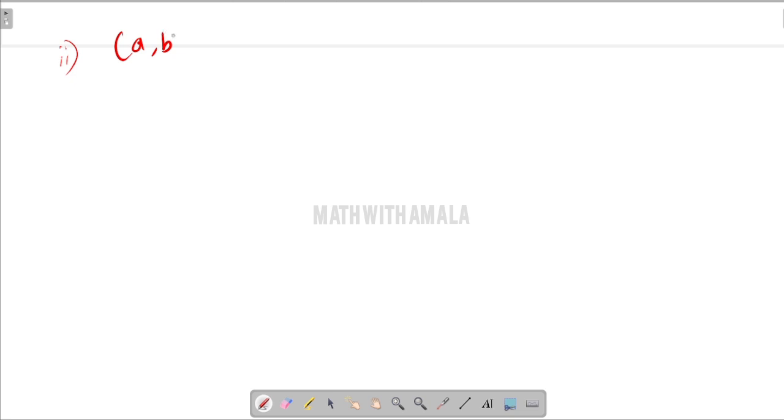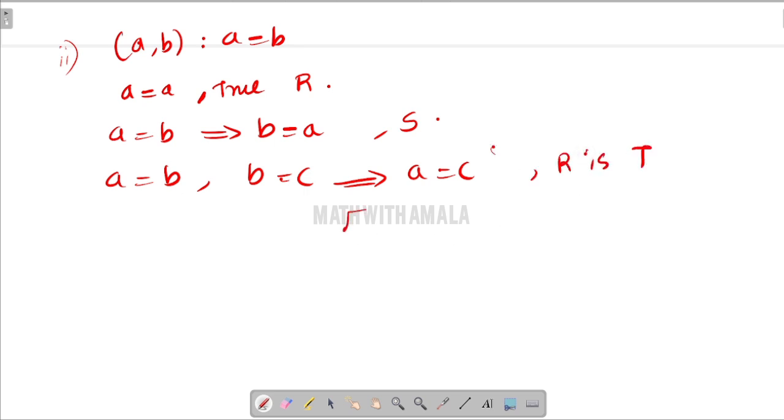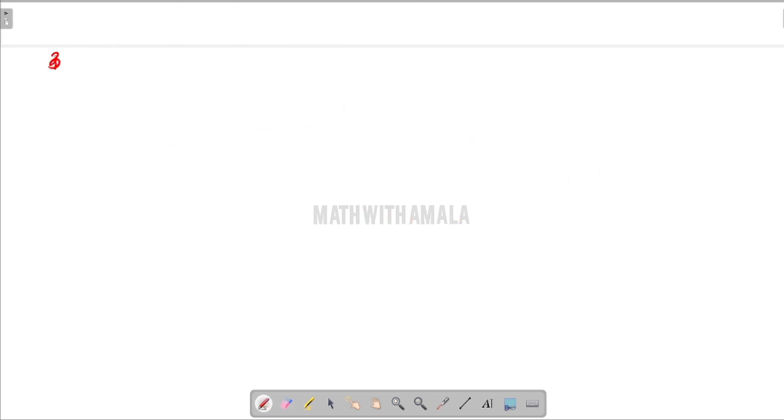The second case is the set of all (a, b) such that a is equal to b. Here a is equal to a itself, hence it is reflexive. a is equal to b implies b is equal to a, hence it is symmetric, because the reverse can obviously be taken for the equal to sign. Now a equal to b and b equal to c implies a equal to c, hence this relation is transitive. That is, if a equals b and b equals c, then the first and the third are equal. Hence it is an equivalence relation, satisfying all the conditions of reflexivity, symmetry and transitivity.